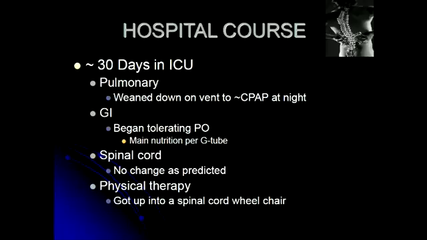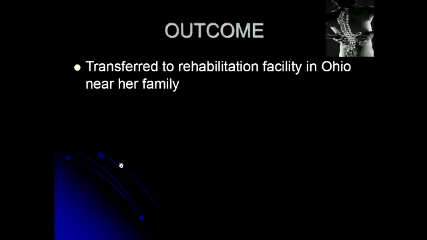From a physical therapy point of view, we began to get her up into a spinal cord wheelchair. And because she was from another state and only had access, it's difficult to get her into a rehab center in Ohio. So consequently, we did some of her rehab in the intensive care unit. Normally, ideally, someone with a spinal cord injury would leave the hospital earlier to a formal rehab center, but this was not able to be done due to her insurance, so we did the rehab in the hospital.